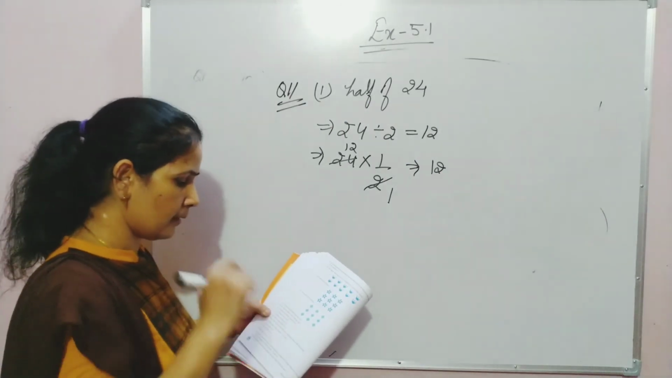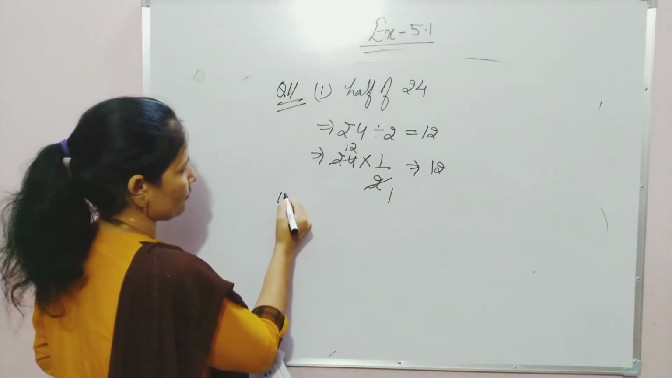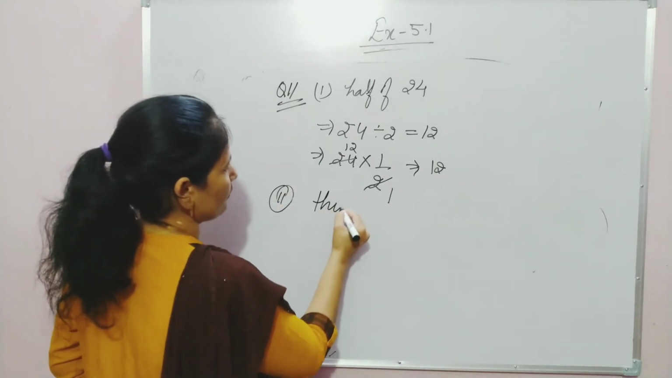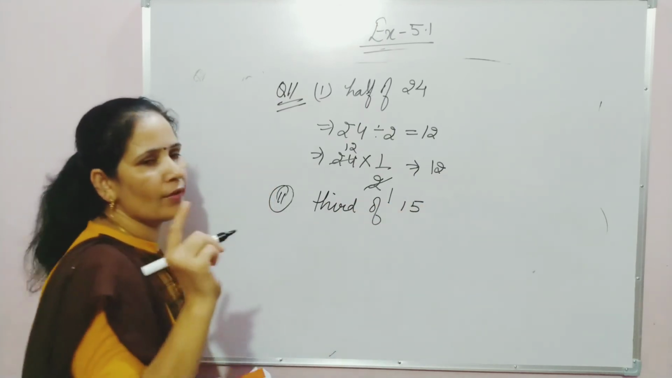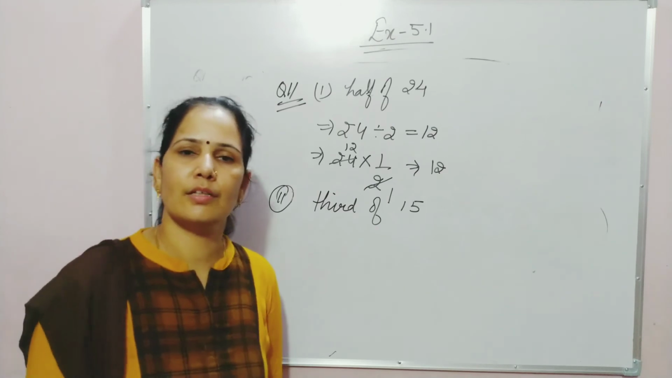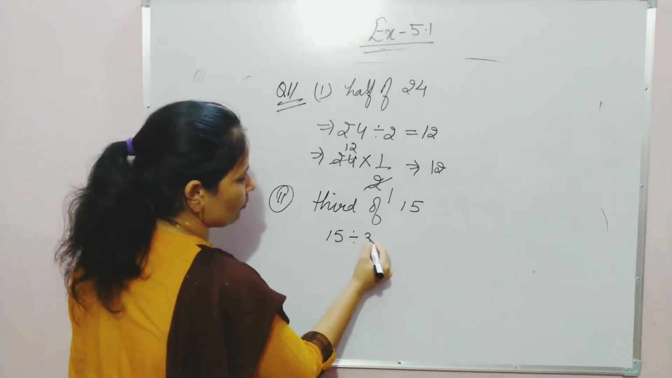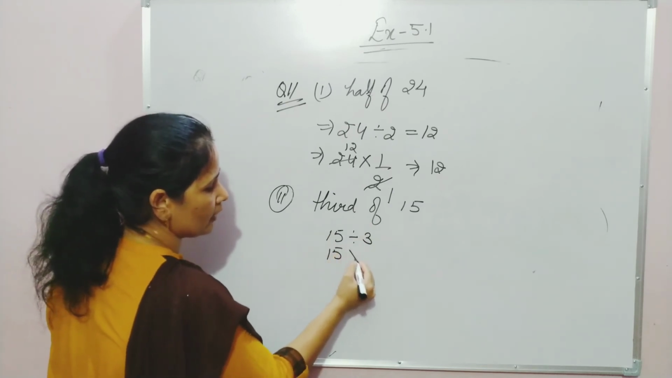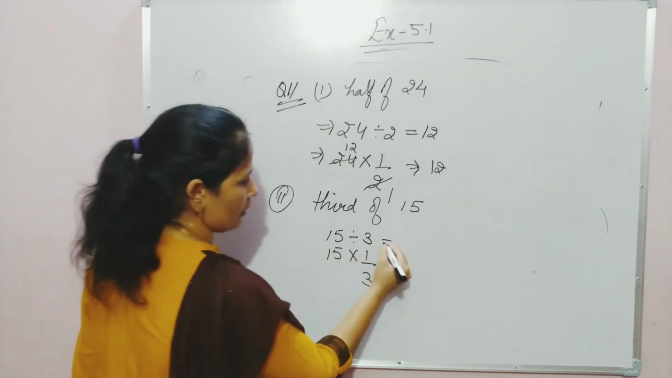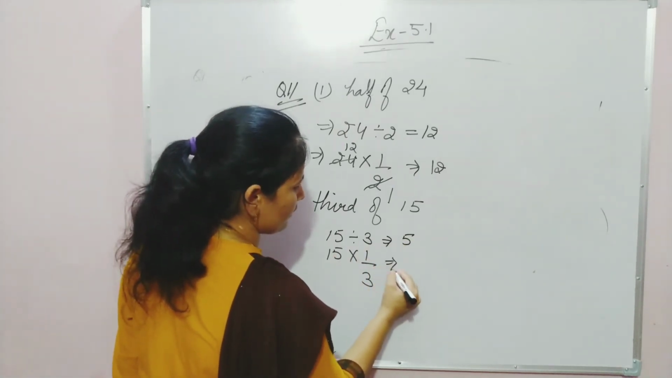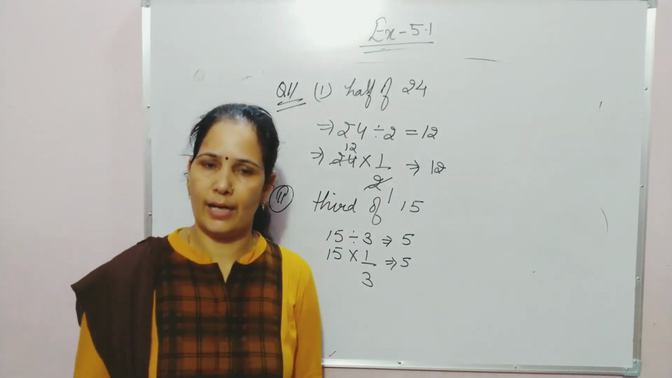Next question. What is a third of 15? Students, to find the third of any number, divide that number by 3. So 15 divided by 3. In another way, 15 multiplied by 1/3. In both cases we get the same answer, 5. So the 1/3 of 15 is 5.